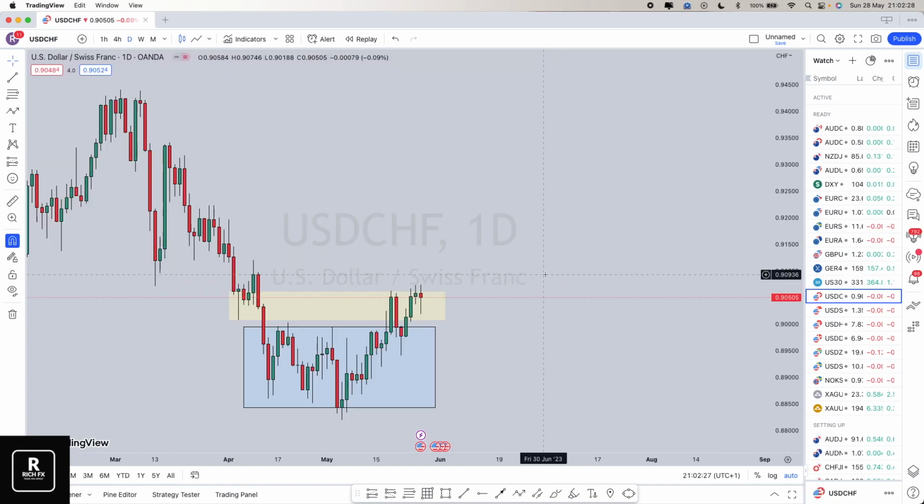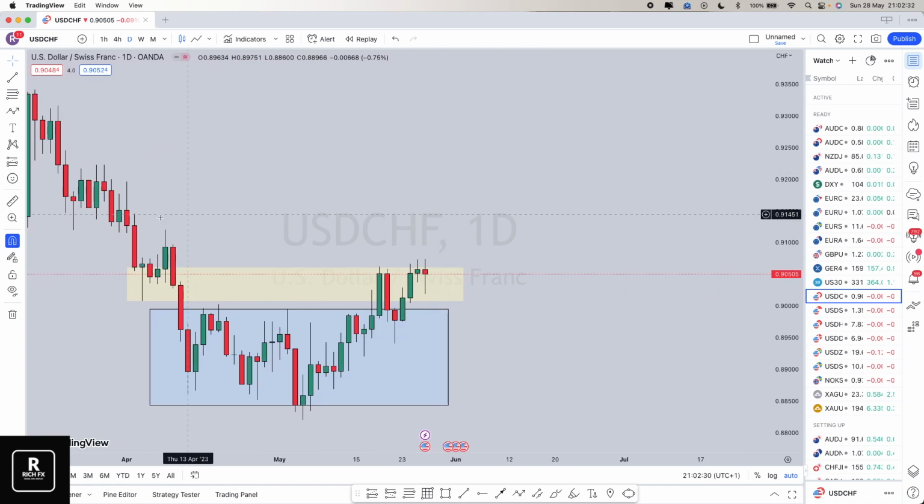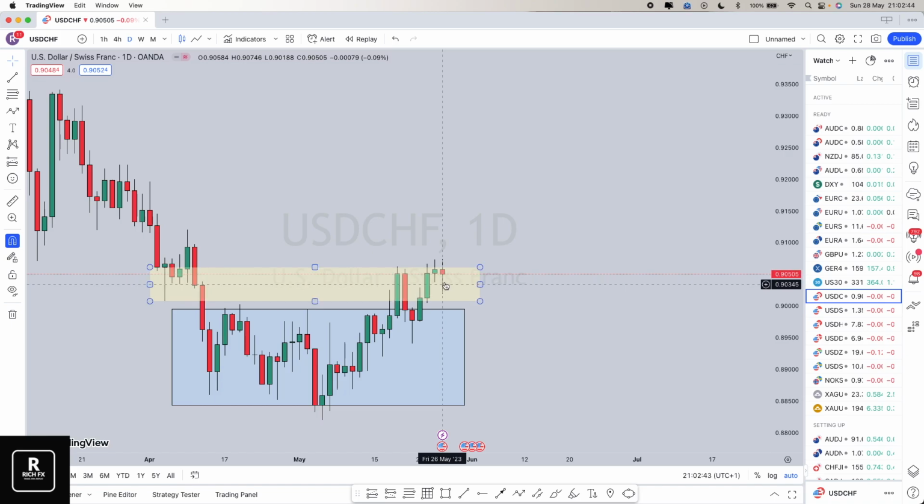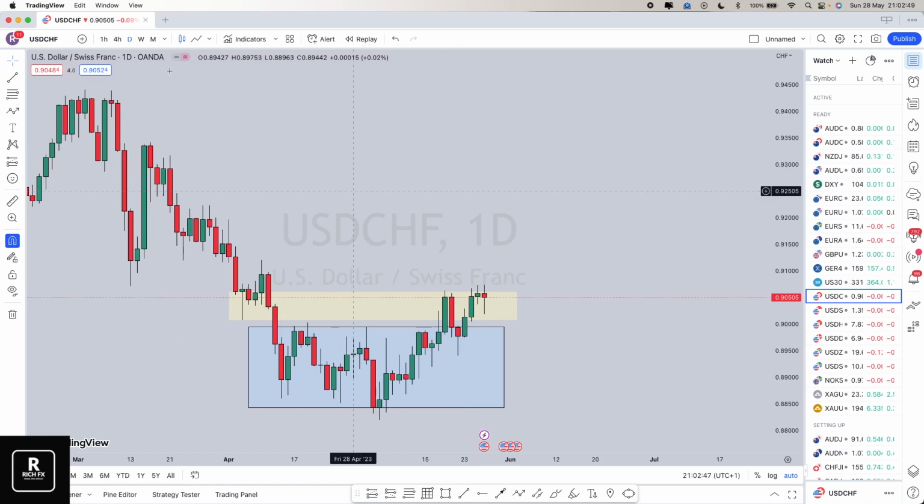Next pair, USD, what's this? USD CHF. Yeah, consolidation box broke out, gave us that retracement. I actually entered this trade last week, gave us that retracement back into the consolidation box, and as you can see, price is at a resistance zone, but it's got that retracement candle, so it could give us another retracement candle and still look for buyers regardless.